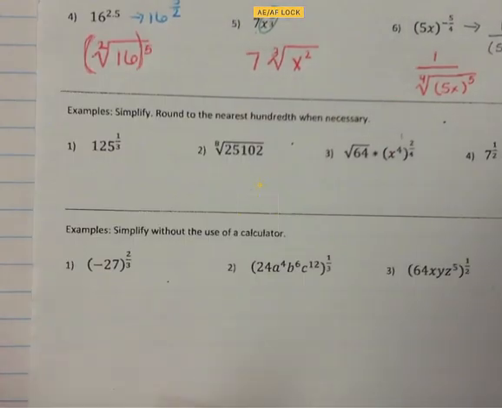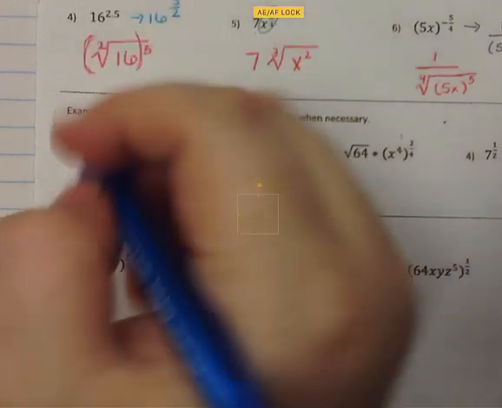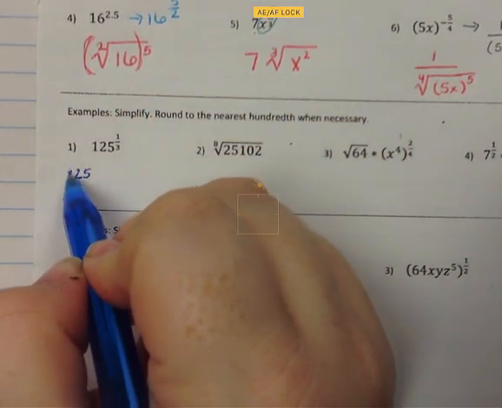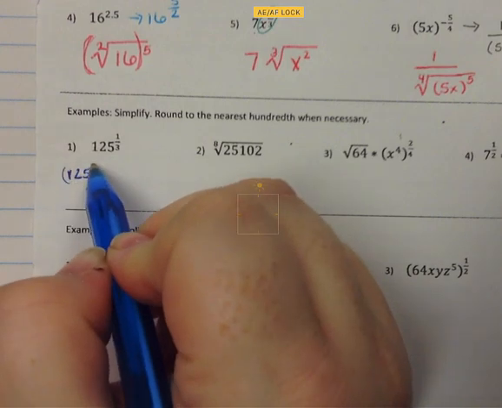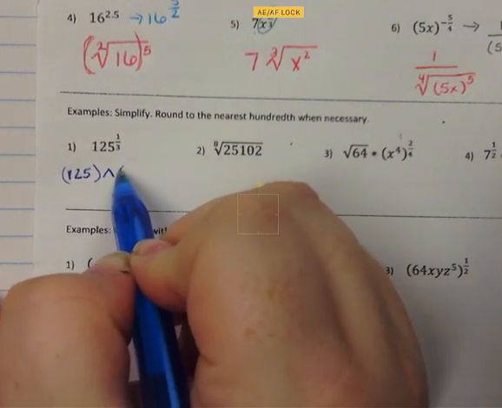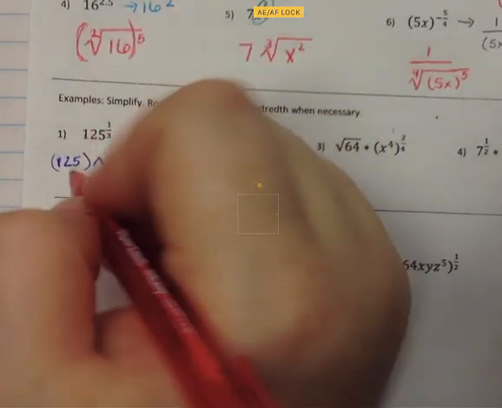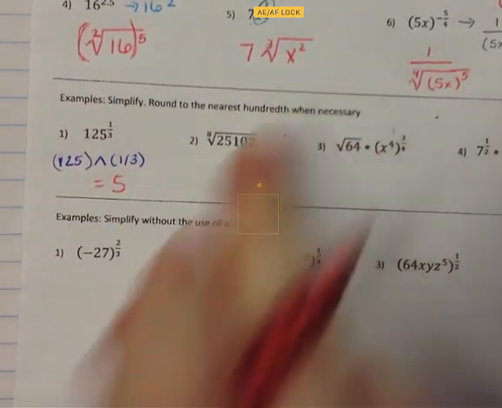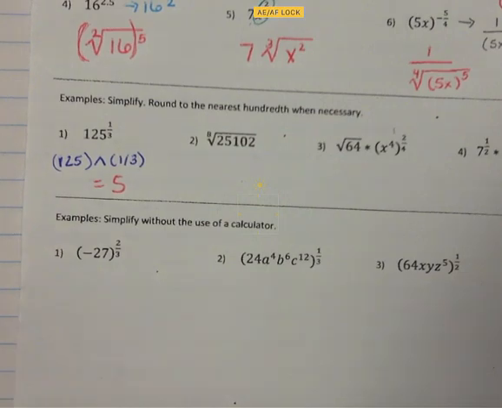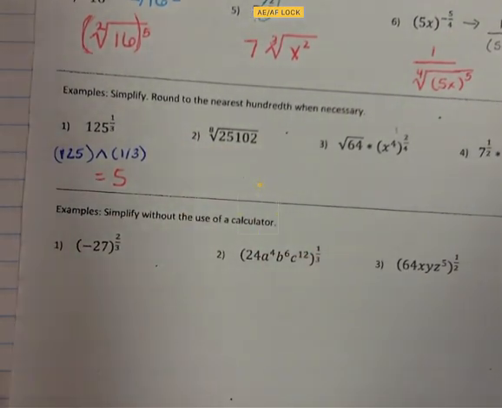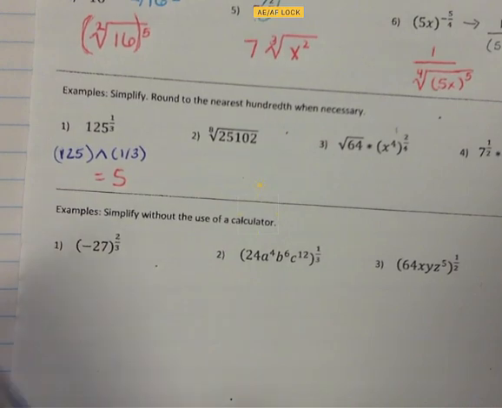So I am going to write a little note on here again that it's that 125. And it's always good to even put the base in parentheses as well. Caret key, parentheses 1/3, close parentheses. And that is, in fact, equal to 5. You do not have to round it because it is a whole number. It's an integer. Okay. The next example, number 2, is the 8th root of 25,102.